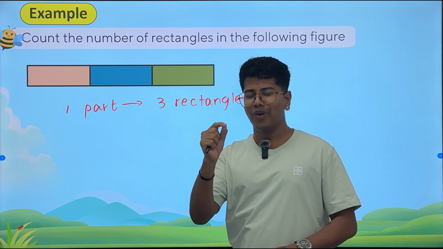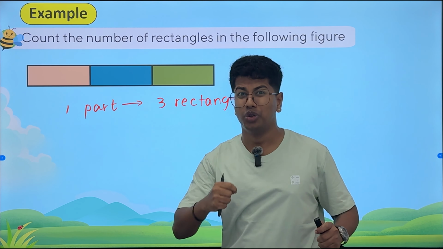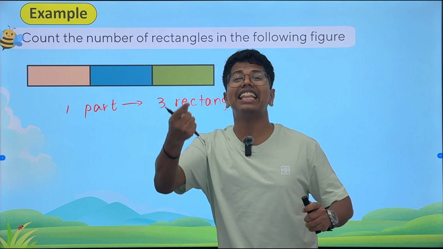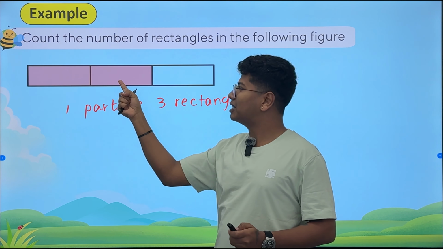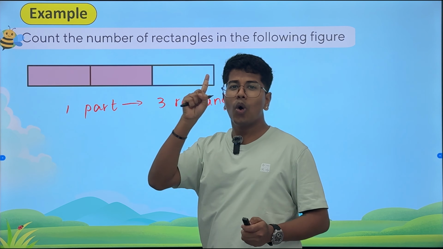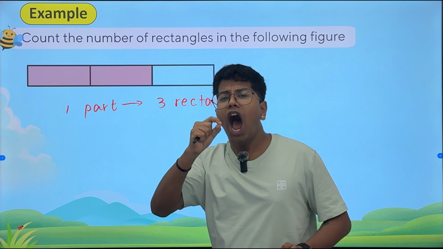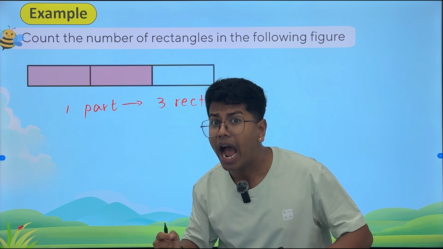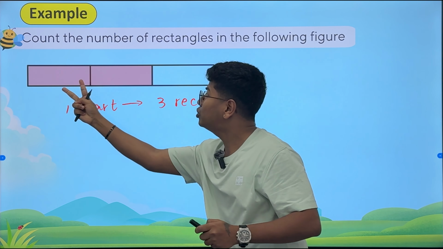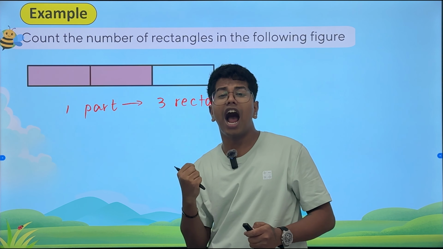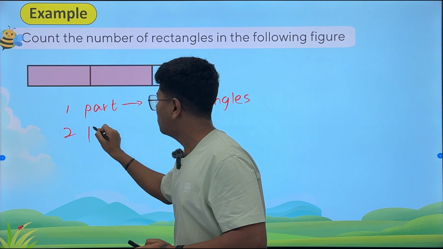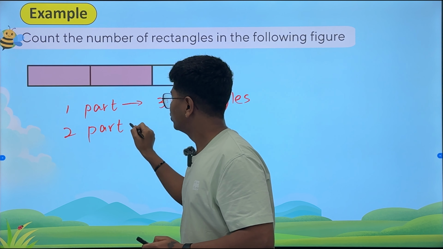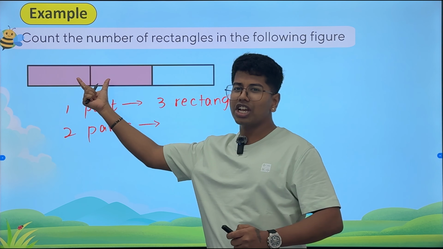Now, in order to count the number of rectangles, what should we do? Combine and then count. So here, I can combine these 2 rectangles that are present here. So this is just 1 rectangle. And how many rectangles did I combine? Oh, perfect, just 2 rectangles. So here we are counting just 2 parts. So when I count 2 parts, this is just 1 rectangle.